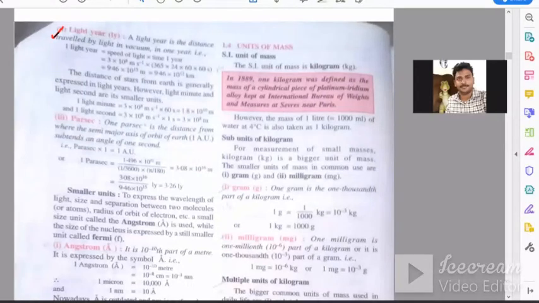Remember this. Okay, this question was asked in your first term exam. We asked that light year represents which quantity? Mass, time, or distance? And many of you have written time.